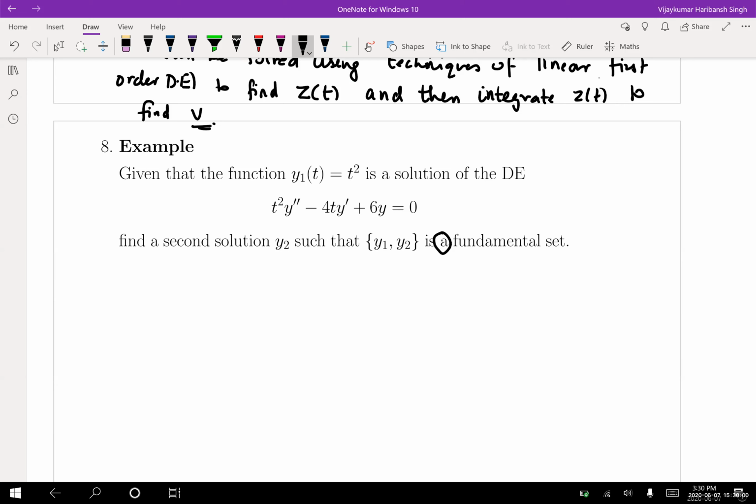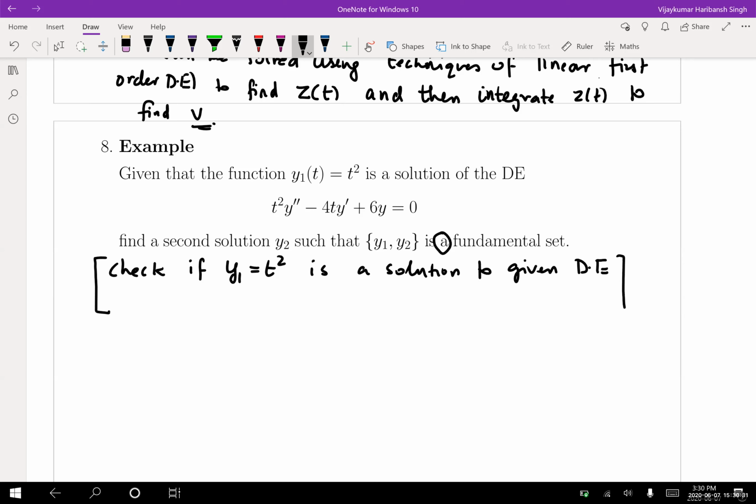Okay. So before I proceed to find y2, I should first check if y1 equals t squared is a solution to the given differential equation. So how do I check?